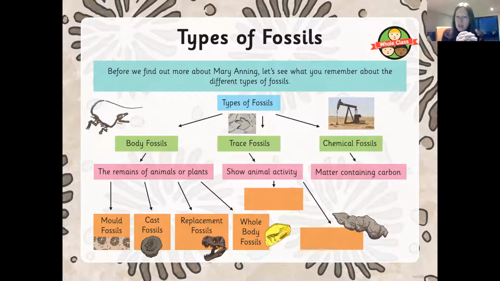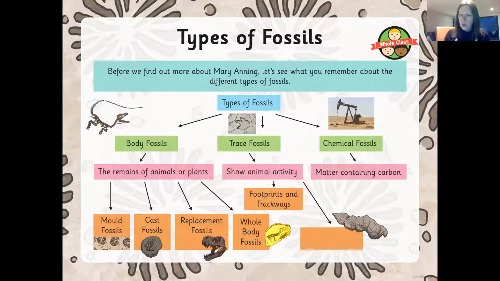We then have trace fossils, which show animal activity, so show that there has been some kind of activity going on that's been preserved over years. So it could be a footprint or a trackway. Now, there was something in the news about this the other day that I spotted, where a young girl had found a trace fossil, a footprint of a dinosaur from the past, and it was quite an unusual one that she'd just come across by accident as she was going for a walk along the beach. So we're still coming across these fossils today. They're still there to be discovered.